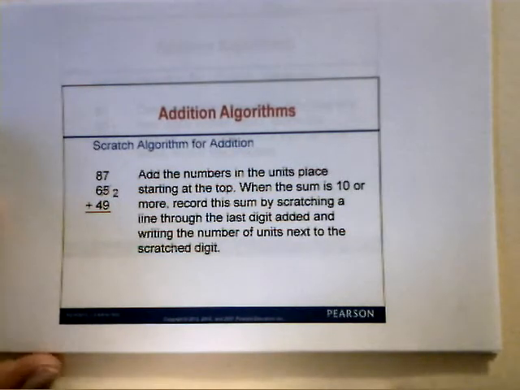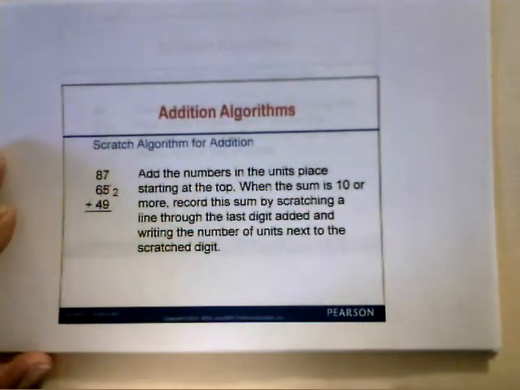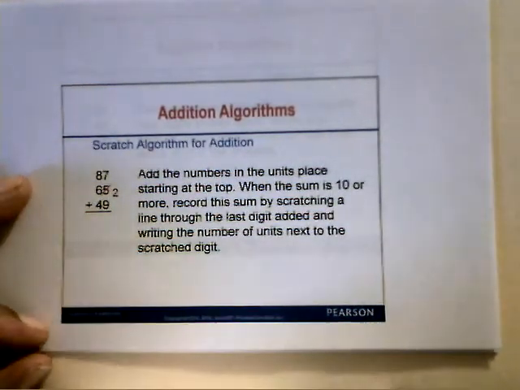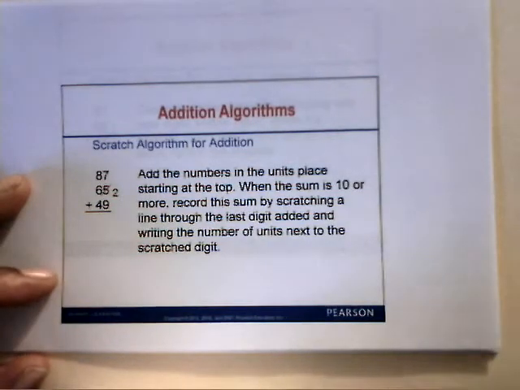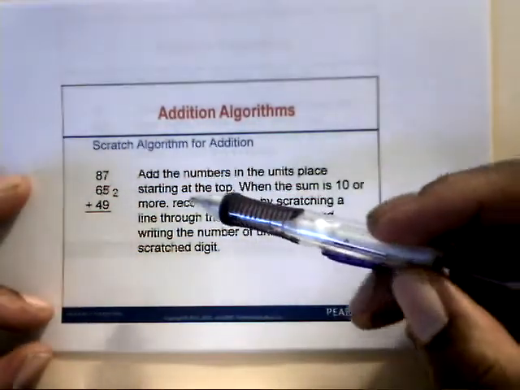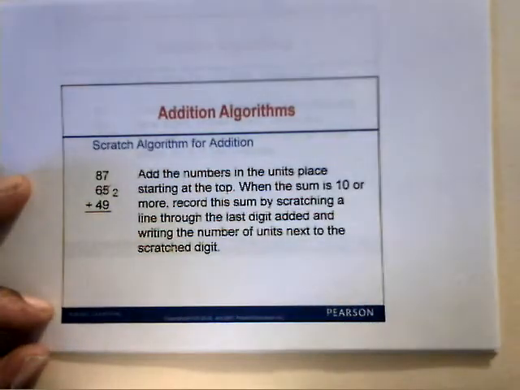And also we have the scratch algorithm for addition. What's going to happen is this. You're going to add the numbers in the units place starting at the top. When that sum is 10 or more, record that sum by scratching a line through the last digit added and writing the number of units next to the scratched digit. Like in this case here, 87 plus 65 plus 49.